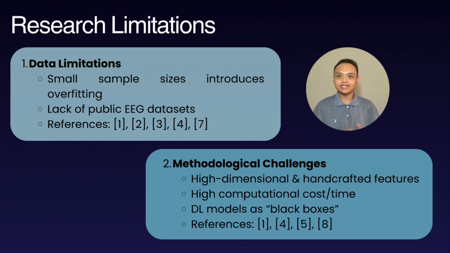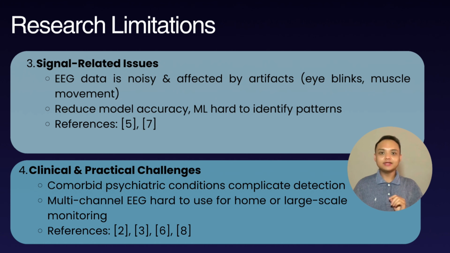Some studies use high-dimensional or handcrafted features, which increase the computational cost and time. Deep learning models are also often treated as a black box. This means that the model produces accurate predictions, but we do not fully understand how they reach those decisions. Third, signal-related issues. EEG signals are very sensitive and can be easily affected by noise and physical movement, such as eye blinks and muscle movement, and these make it harder for the machine learning models to detect the patterns specific to depression or MDD. Hence, this will reduce the accuracy.